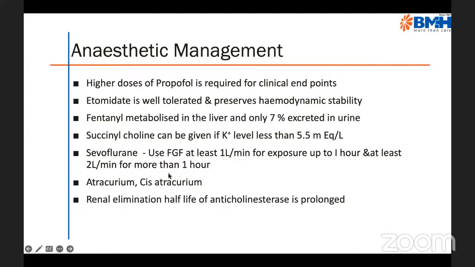The muscle relaxants of choice are atracurium and cisatracurium, which have definite value in patients with CRF because of the type of metabolism they have. I'm sure the next speaker will be highlighting these points. And renal elimination half-life of anticholinesterases is prolonged, which is somewhat protective because it protects against recurarization.